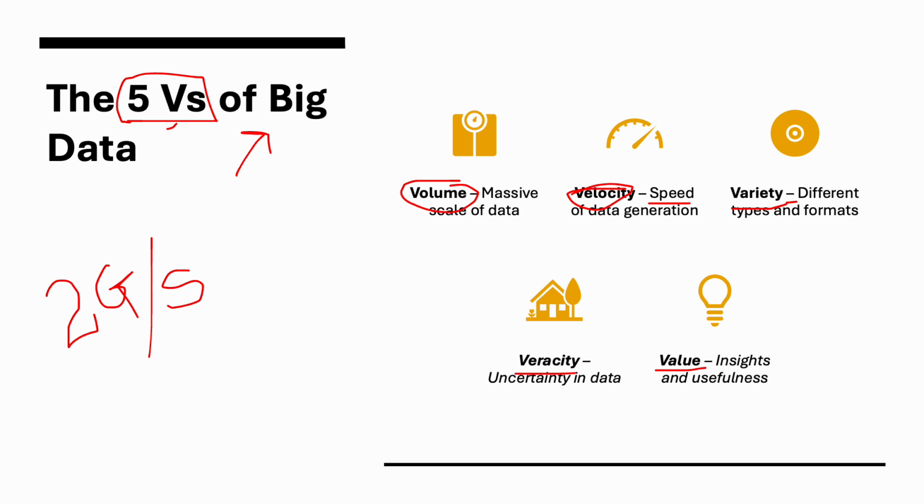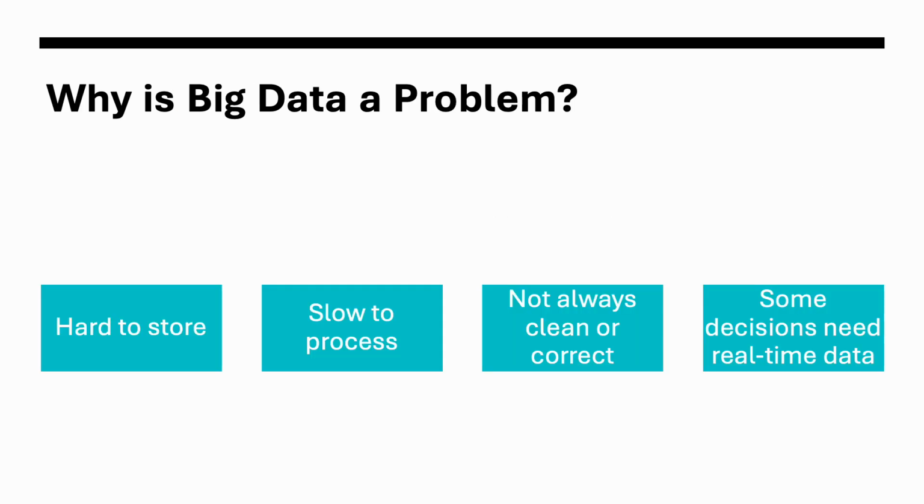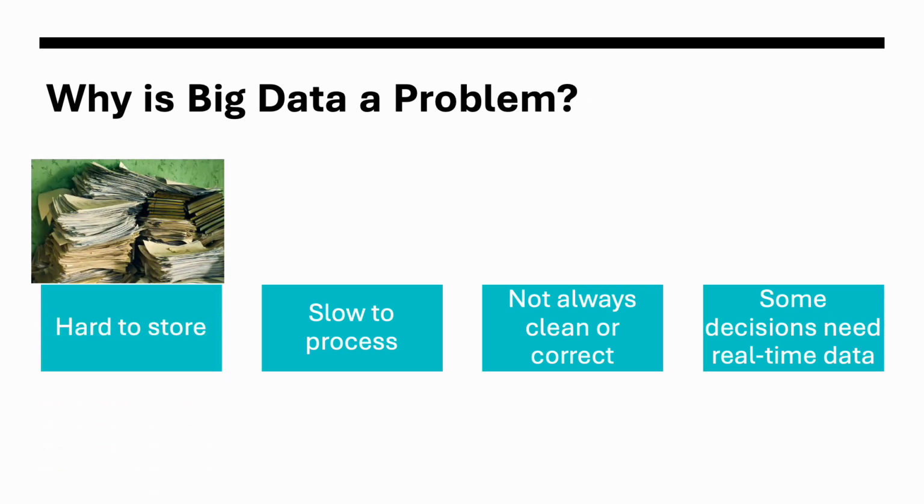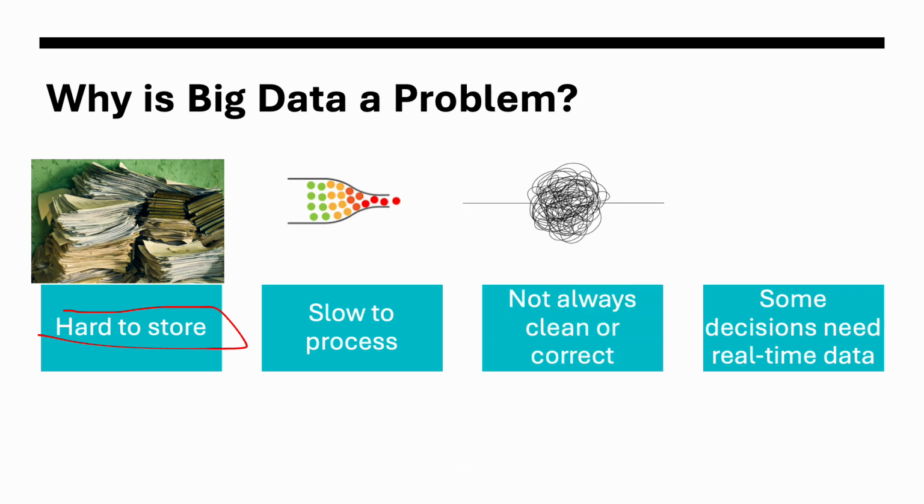So yeah, let's get into another slide now. Let's talk about why big data is a problem, right? Big data causes some big problems. First, it's very hard to store, because there's so much of it. Second, it's very slow to process. It takes too long to process with normal tools. And third, some of the data is messy or not correct, so it's hard to trust.